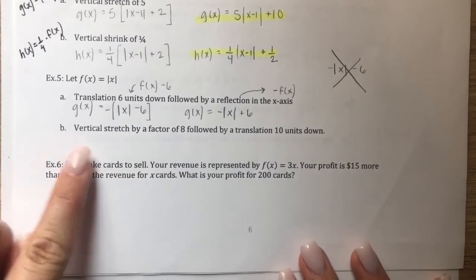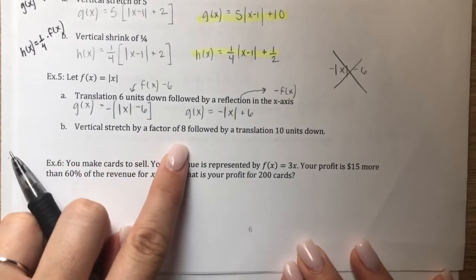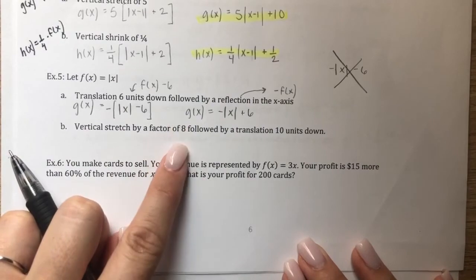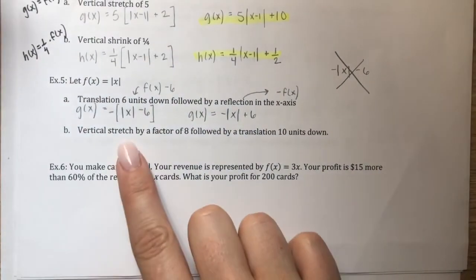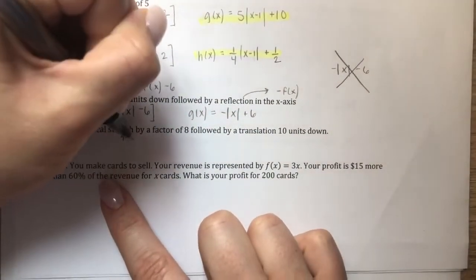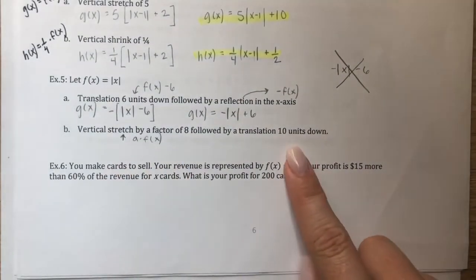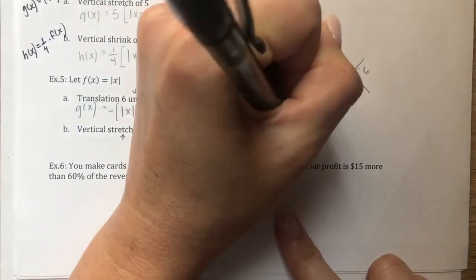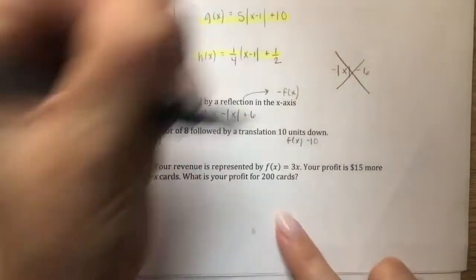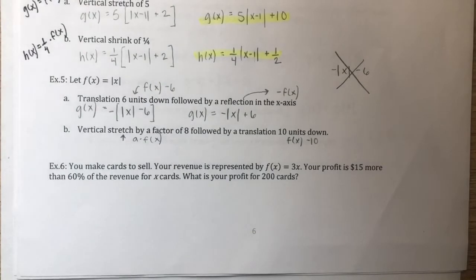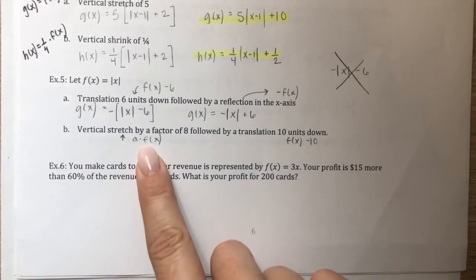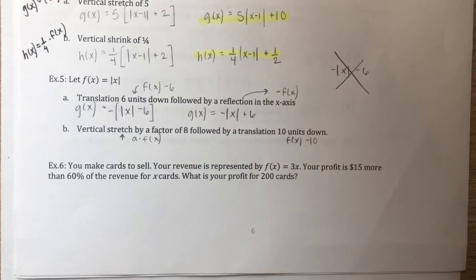And then for b, vertical stretch by a factor of 8 followed by a translation 10 units down. So a vertical stretch is taking a coefficient and multiplying it by f of x, and then translating something down is taking f of x and subtracting 10 after. Because we are doing stretch first and then translation, you don't have to worry about parentheses or anything like that, because with order of operations, the multiplication would happen before the subtraction.